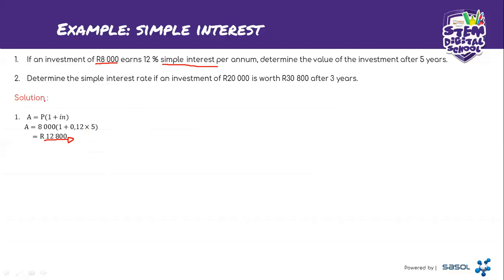Okay. The next question says, determine the simple interest rate if the investment of 20,000 is worth 30,800 after 3 years. Now, when you read this scenario, you can see that we are in need of i this time. We are in need of i, which is the interest rate. And then between 20,000 and 30,800, you must be able to see which one is A and which one is P.